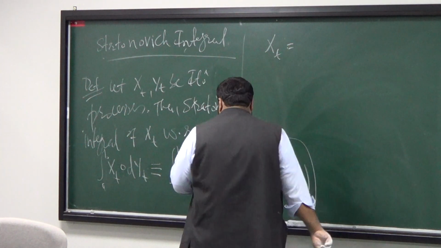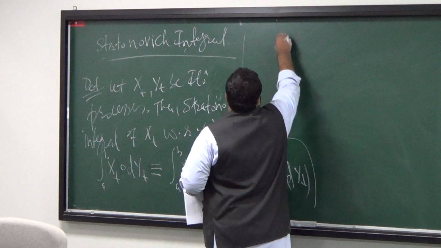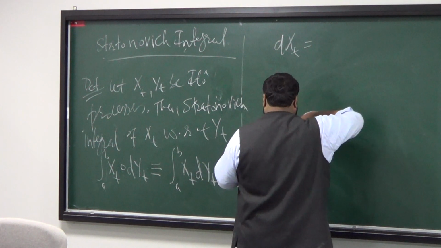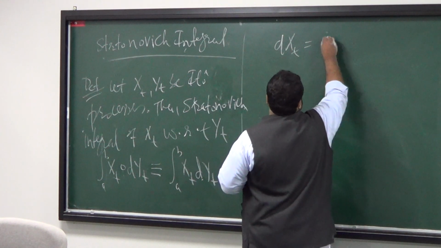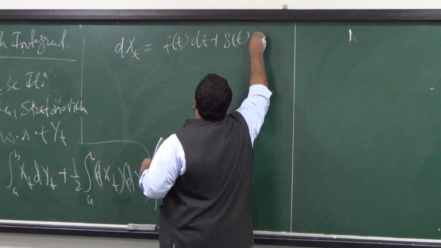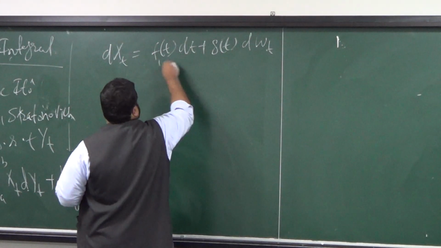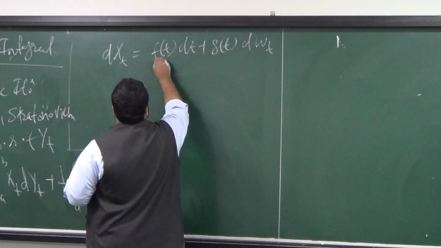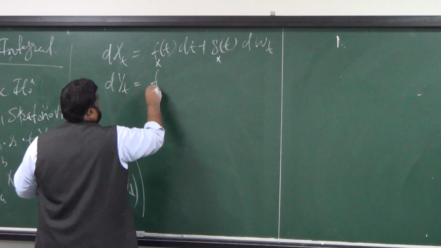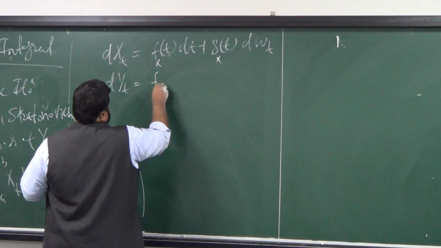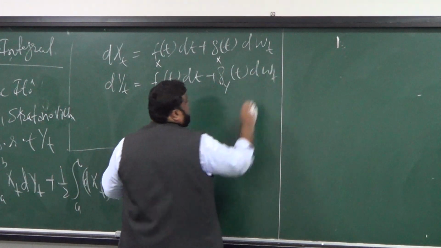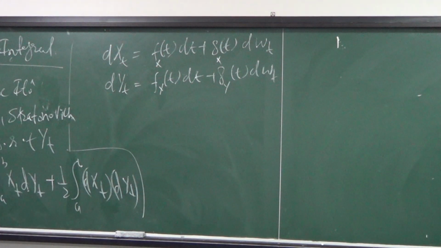So let's be more explicit. Imagine my xt goes like this. Let me write it in differential form. My dxt satisfies fx of t dt plus gx of t dWt, and my dyt is going to be fy of t dt plus gy of t dWt. So imagine that my x and y are Ito processes of this format.